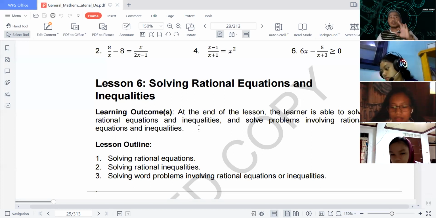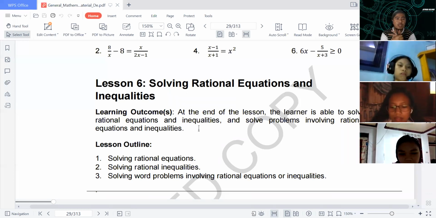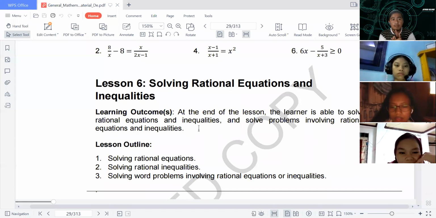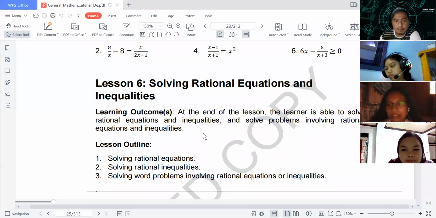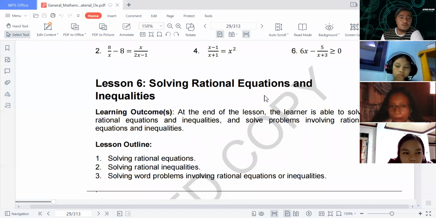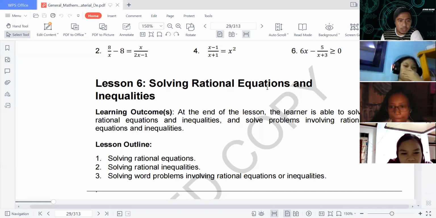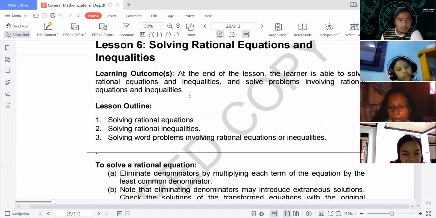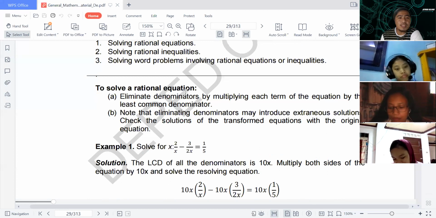So let's proceed to the next part, the rational equation. As I have said, there are 3 topics here. Ato nang tagi-tagihon. Unahon na ang rational equation, then later the rational inequality, and next meeting will be the rational function. Okay, how to solve rational equations? For the rational equations, there are 2 steps to follow. Can I ask Justin to read the first step, please?